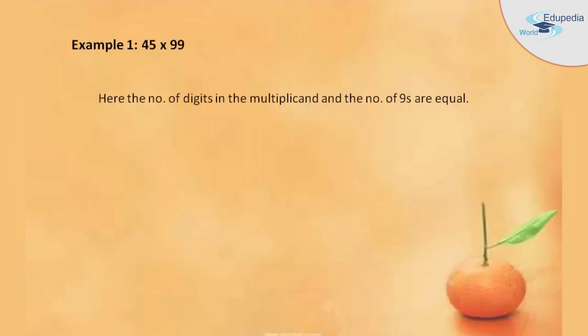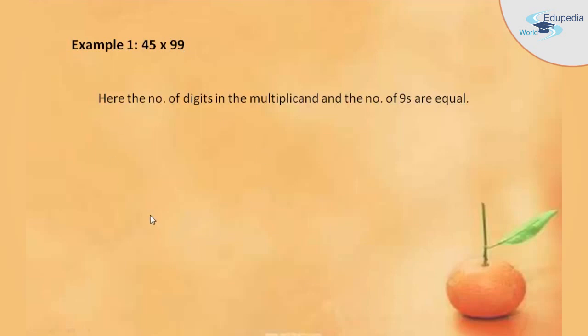45 into 99. So guys, before going to use the shortcut, that is case number one shortcut, we have to check whether the number of digits in the multiplicand and the number of nines in the series of nines are equal or not. If you observe very clearly here, in the multiplicand 45 we have two digits, and in the series of nines, that is 99, we have two nines. So the number of digits in the multiplicand and the number of nines are equal. So clearly we can use the case number one shortcut.